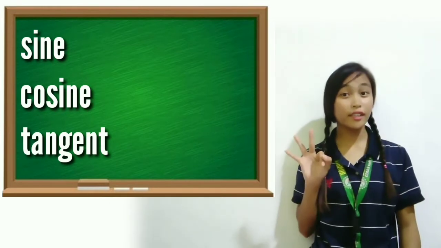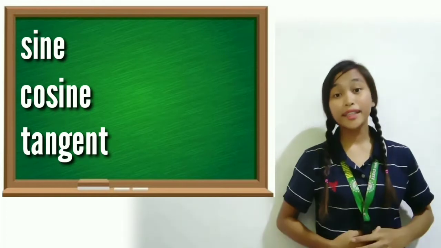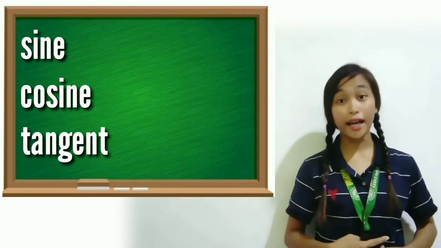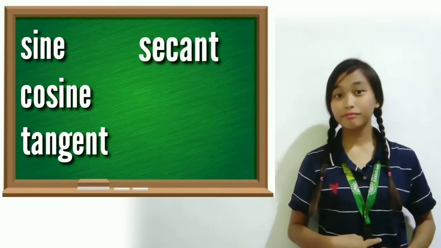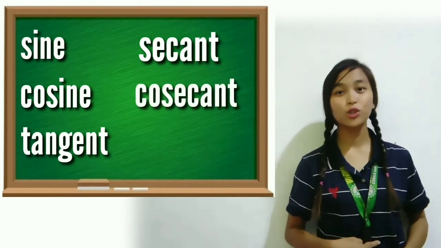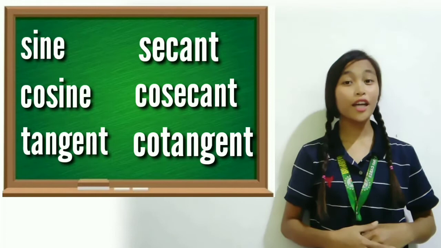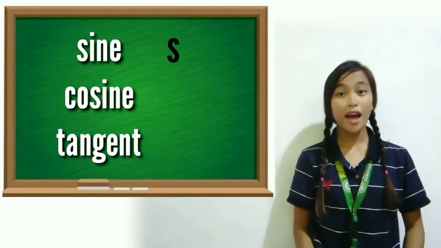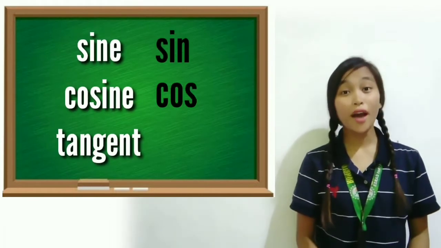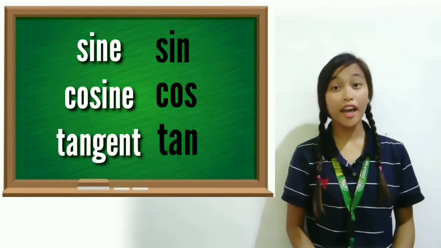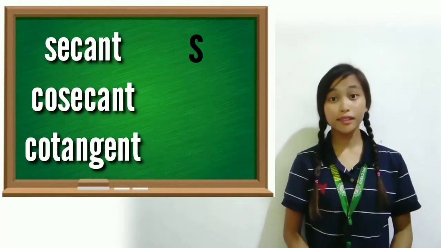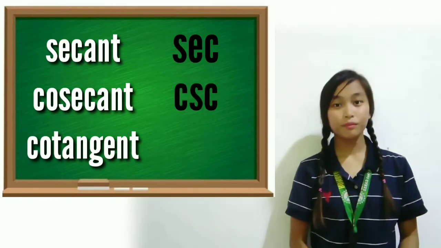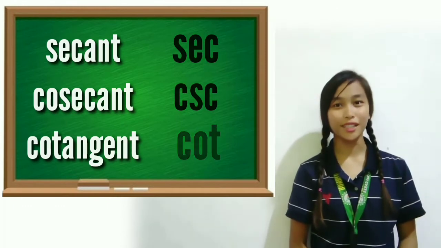And there are another 3 that are not used as often and can be derived from the 3 primary functions. These are secant, cosecant, and the last one is cotangent. And all 6 functions have 3-letter abbreviations. SIN for sine, COS for cosine, TAN for tangent, SEC for secant, CSC for cosecant, and COT for cotangent.